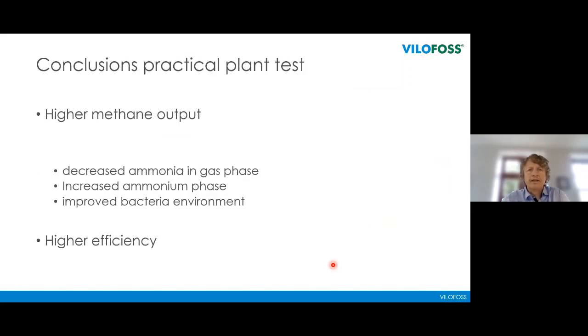So the conclusion from the practical test is, first of all, we demonstrated a higher methane output. We found decreased ammonia. We found an improved, higher level of ammonium. So altogether, we improved the bacterial environment, and the overall effect of that is a high efficiency of the plant.